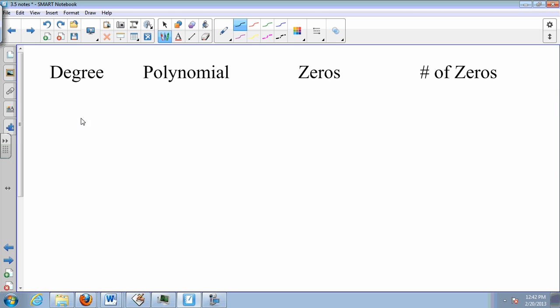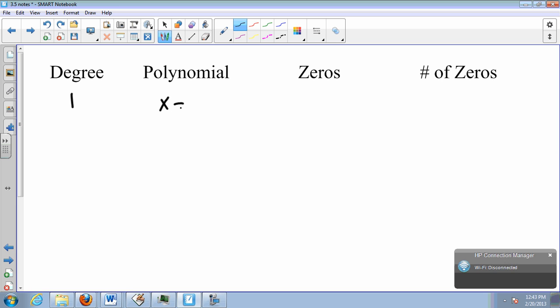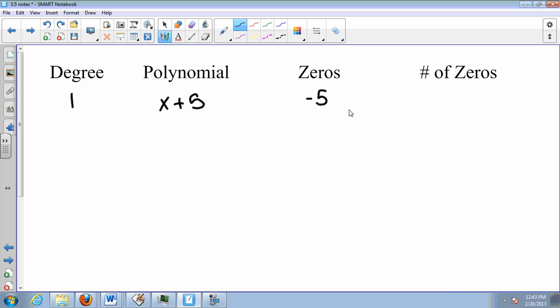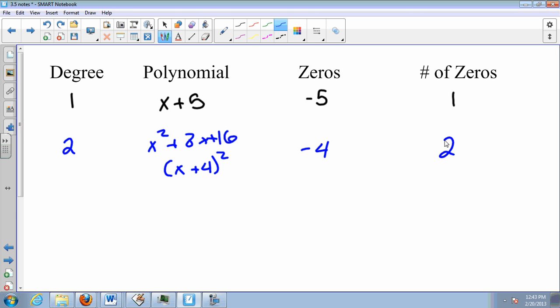So just going through some examples, if we have a degree 1 polynomial, such as x plus 5, it's linear, our zero is negative 5, and we have only one zero. Degree 2 could look like x squared plus 8x plus 16. We can factor that into (x plus 4) squared. Our zero is negative 4, but we have 2 of them because it's a multiplicity of 2.